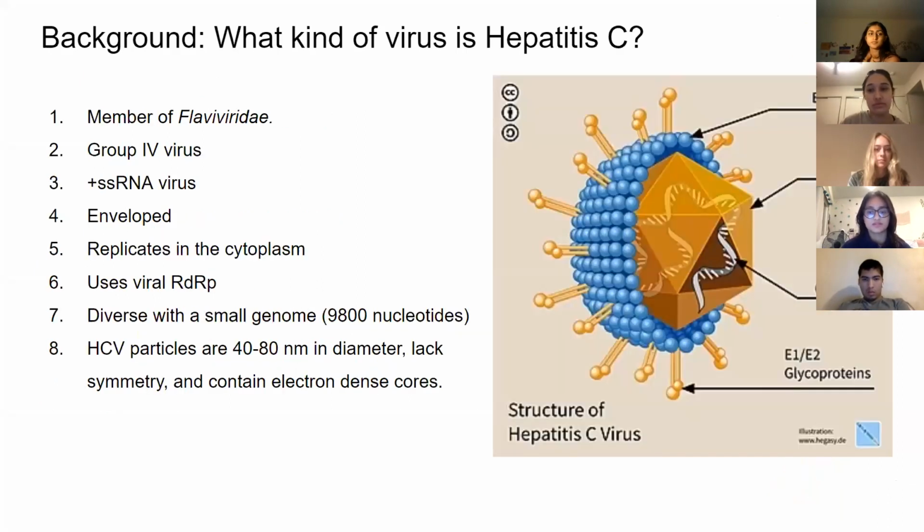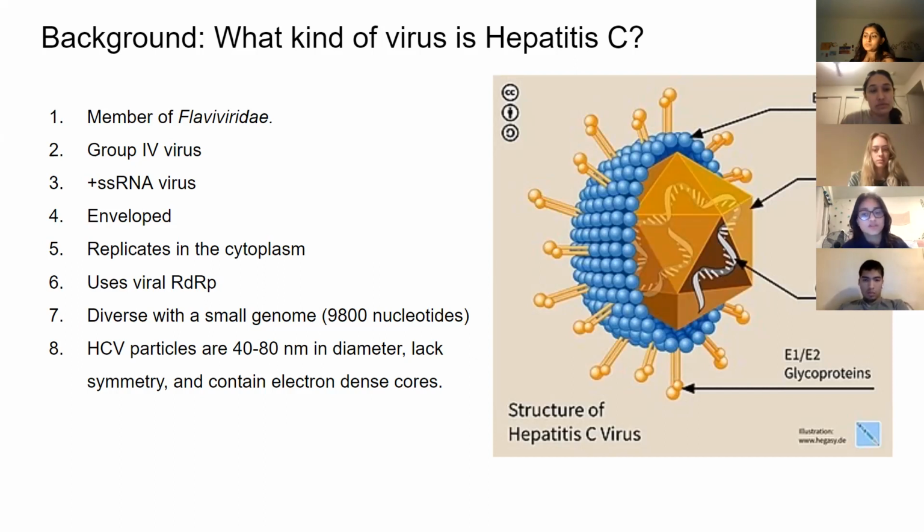A little background about the HCV virus and its structure. HCV is a member of Flaviviridae, which is group 4 virus of the Baltimore classification. It's a positive single-stranded RNA virus that replicates within the cytoplasm and is enveloped. It uses viral RNA-dependent RNA polymerase and is highly genetically diverse, like HIV, because of the high error rate of RDRP that creates a lot of mutations.